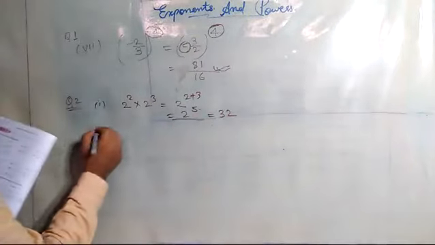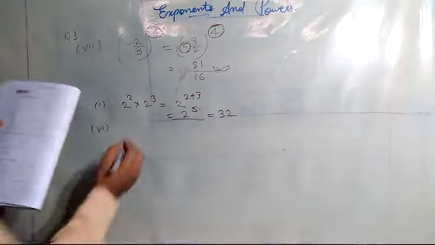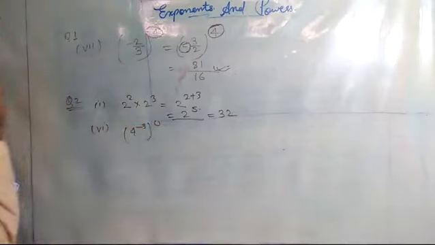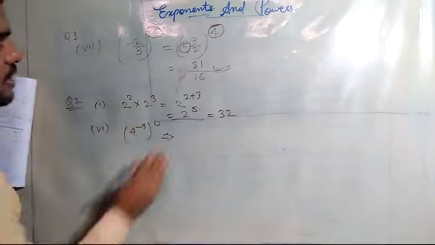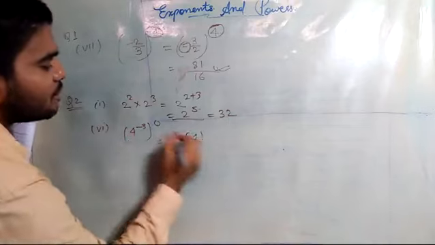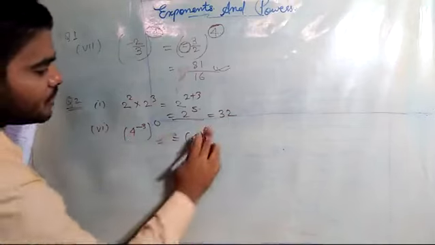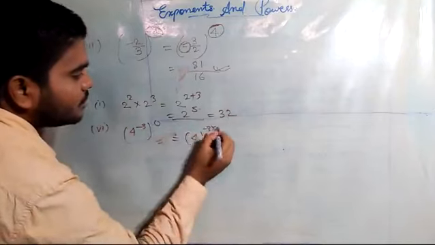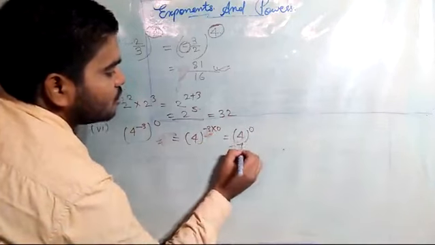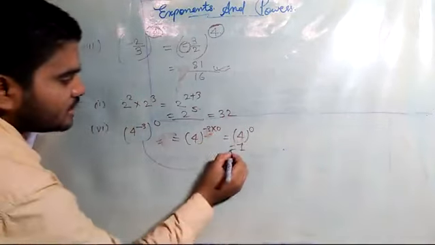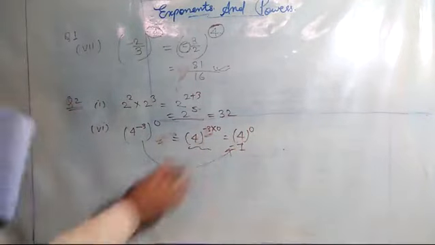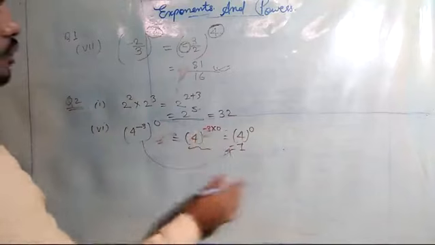Now question number 2 only, subpart 6. It is given 4 raised to the power minus 3, raised to the power 0. Now you can very well write the m into n rule. It will be 4 raised to the power minus 3 into 0, which will be 0, equal to 1. So directly you can write this line. No need of showing this. This I showed only to make you understand how the m into n rule is applied.